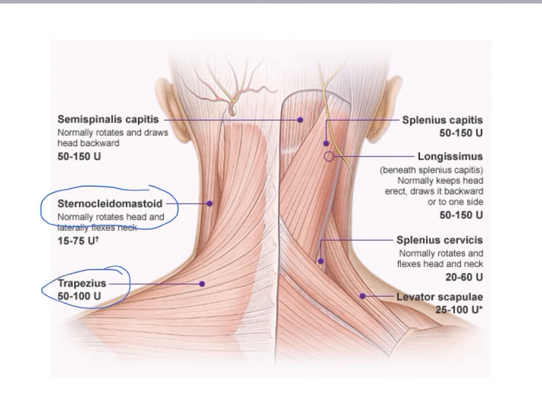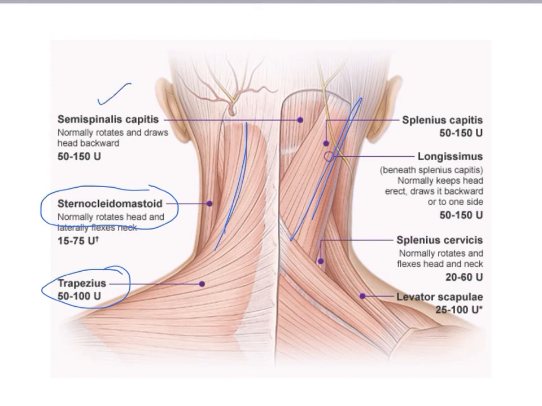But I just wanted to show you the splenius capitis and splenius cervicis. These attach to the head and neck, and they help you rotate the head and flex the neck. So the longissimus muscle normally helps you hold your head up. Those big muscles in the back.